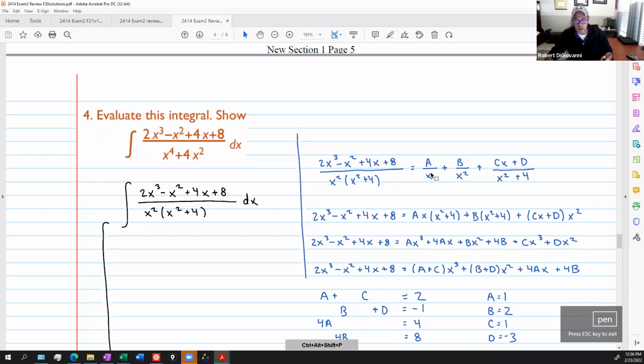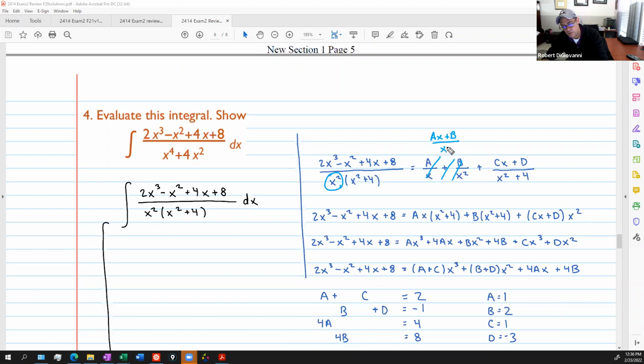You could have also done this though. You could have looked at this as an irreducible quadratic, and instead of writing this, you could have put Ax plus B over x squared. It would still work. Because if you split this into two, what would happen? A over x plus B over x squared, which is the exact same thing I did. So it doesn't matter how you look at that one.